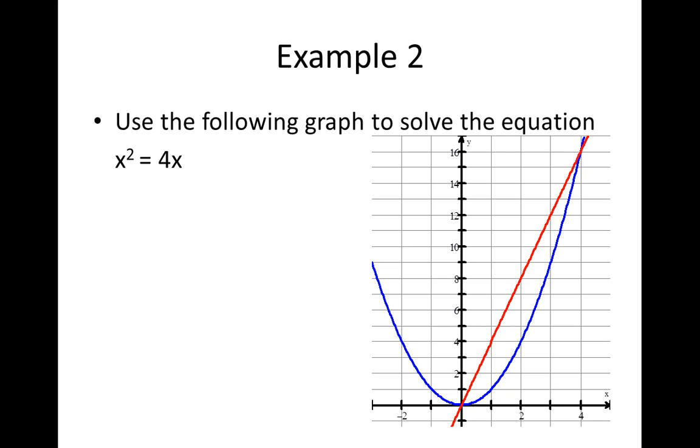Example 2. Again, let's use the following graph to solve the equation. We're looking for the points of intersection. So here's one right here. And all we care about in this case is the x coordinate. So this is going to be x equals 0. And the other one's going to be this guy up here at x equals 4. And both of these check out. 0 squared equals 4 times 0, and 4 squared is 16, which equals 4 times 4. So both of those work out.